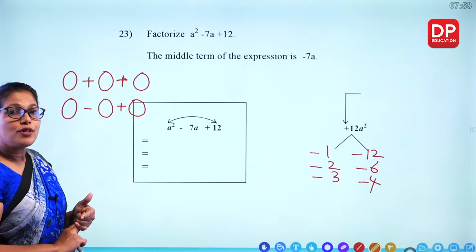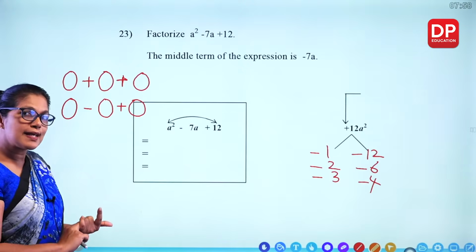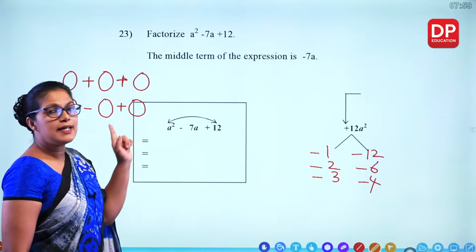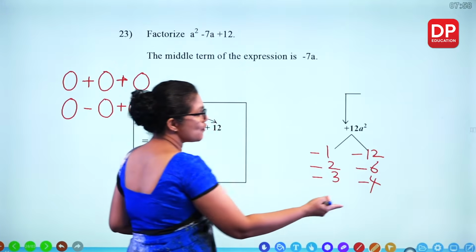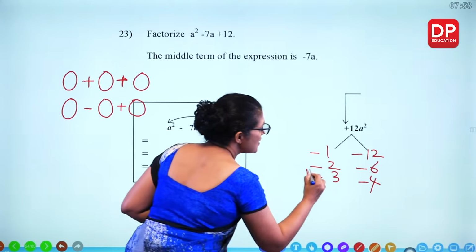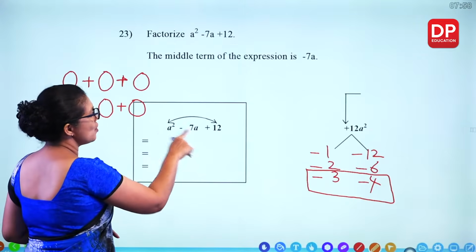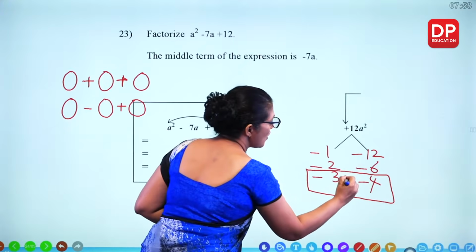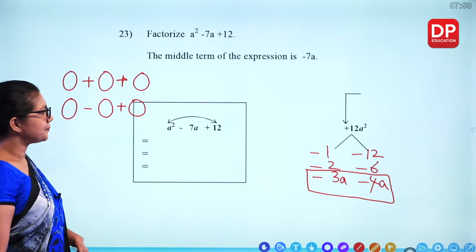In this case, you need to take minus value because when you add 3 and 4, you get plus 7. But we need minus 7. So you need to take minus 3 and minus 4. Minus 3 minus 4, you get minus 7. So these are the two appropriate factors. So here you need a squared. This is 3a and minus 4a.